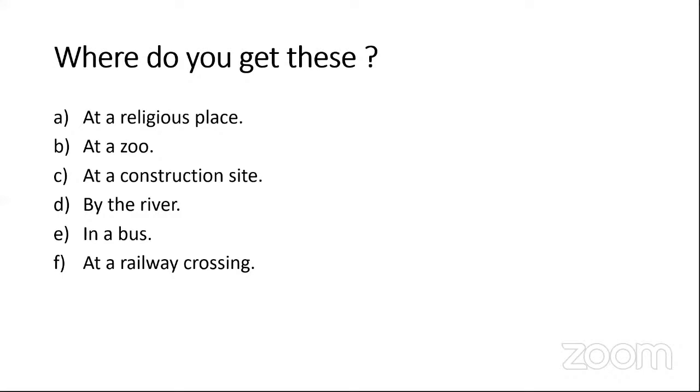First one, A, at a religious place. B, at a zoo. C, at a construction site. D, by the river. E, in a bus. F, at a railway crossing. Just remember the places, Pute, places and the signs. You have to match the places with the signs.